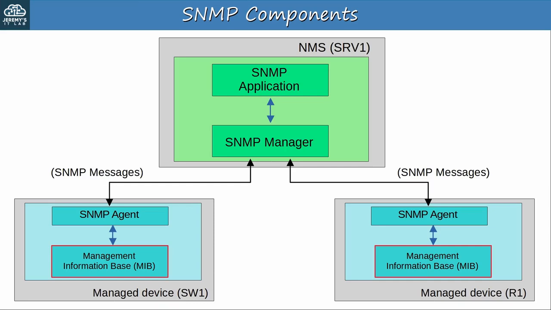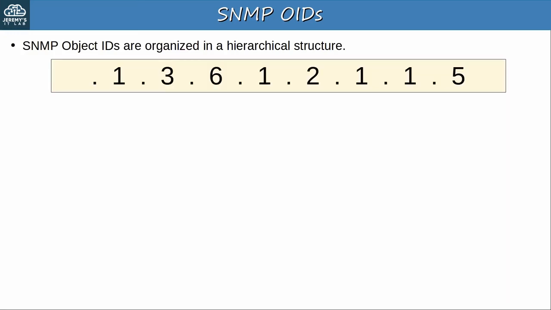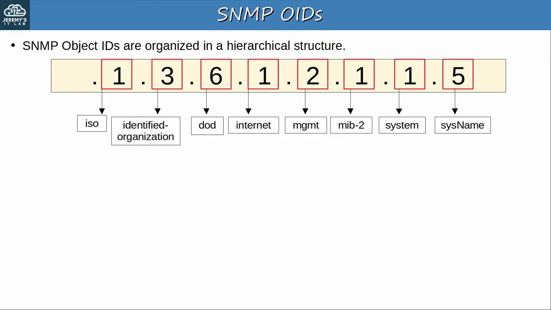Now before moving on to introduce the different SNMP versions, let me briefly introduce those object IDs, OIDs, that are organized in the Management Information Base, MIB. SNMP object IDs are organized in a hierarchical structure. Here's an example of an OID, and here's how it breaks down. ISO, Identified Organization, DoD, Internet, Management, MIB2, System, and sysName. So this OID is used to identify the system name, the host name of the managed device.